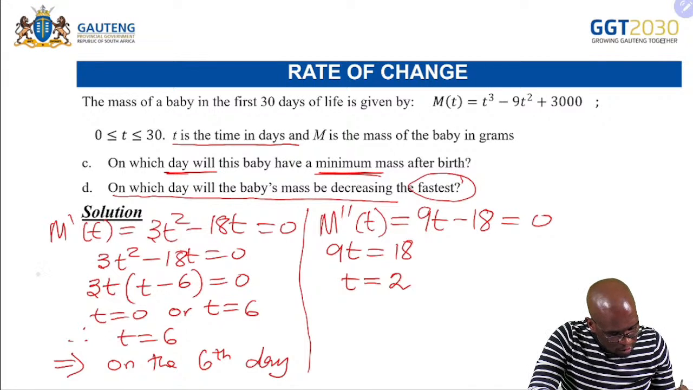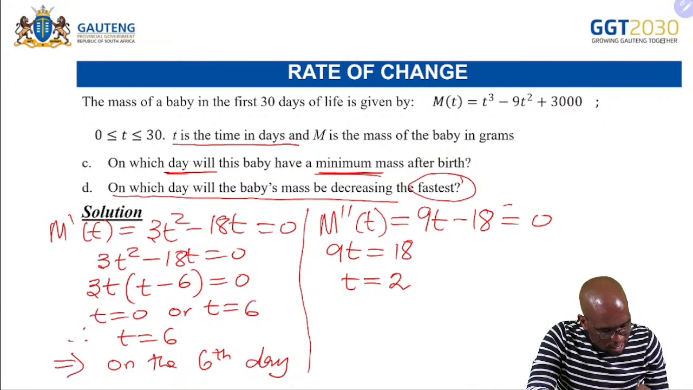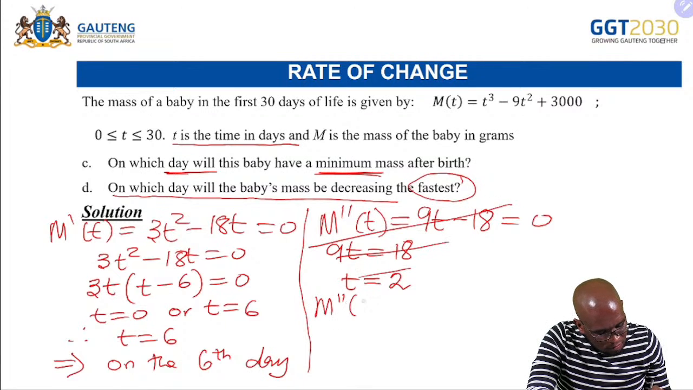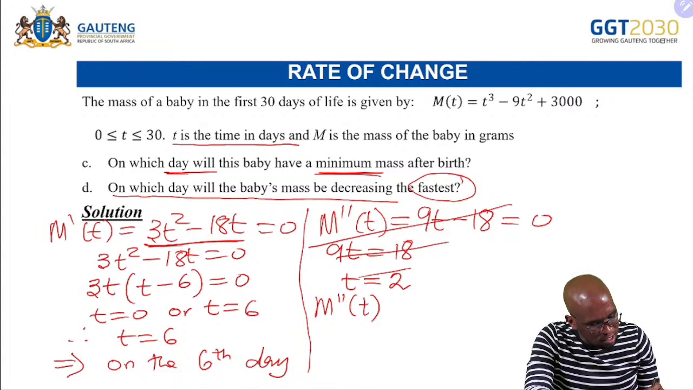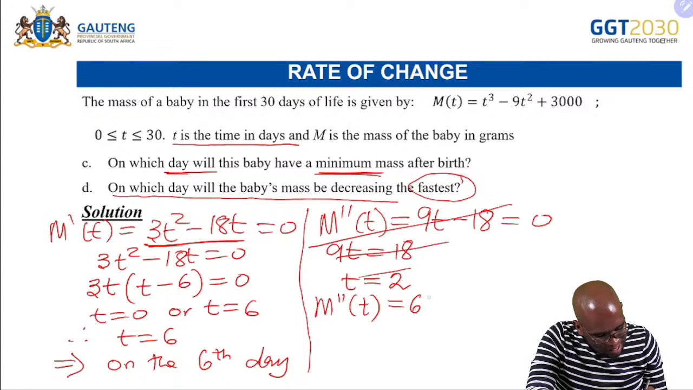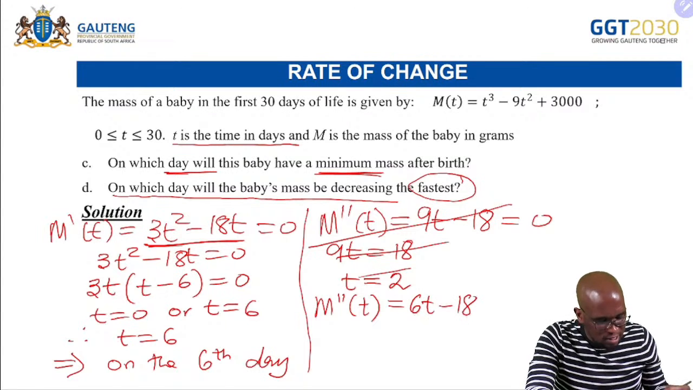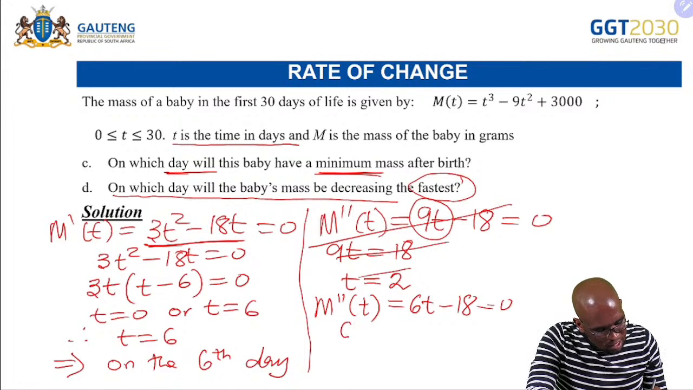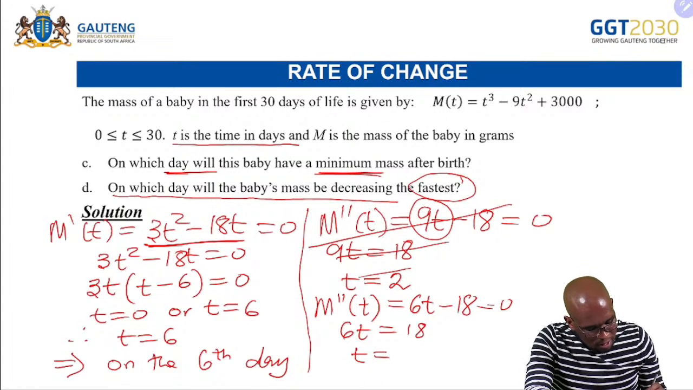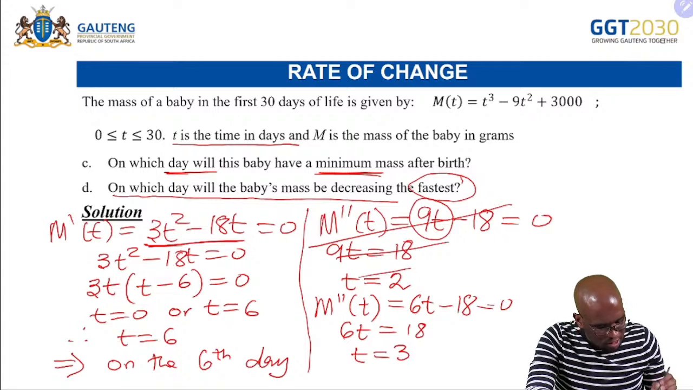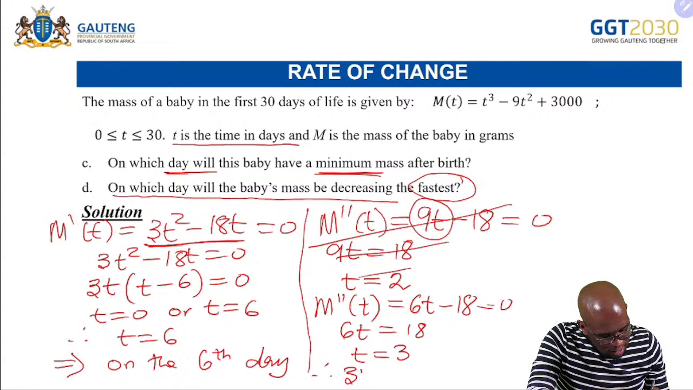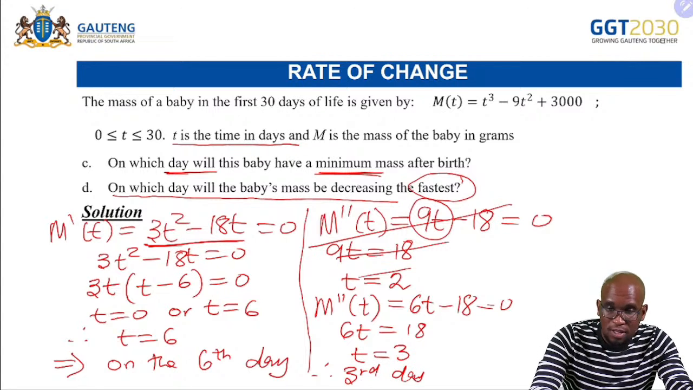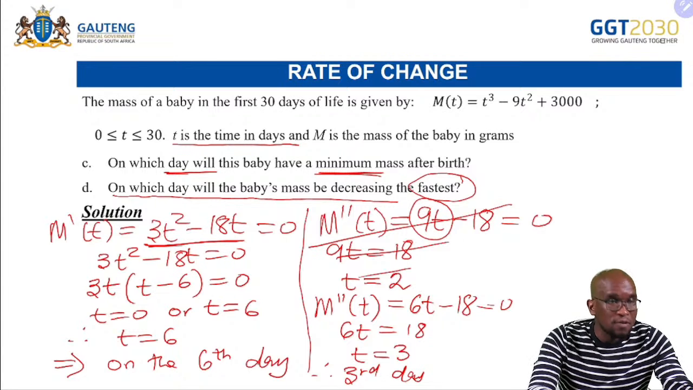Let me just check here. No, I made an error. If you differentiate for the second time, we had 3t squared minus 18t. The derivative of 3t squared is 6t. So this is 6t minus 18. I made a mistake and wrote it as 9t. It should be 6t. Then we equate that to 0, which means 6t equals 18. From there, you divide both sides by 6. You get that t equals 3. Therefore, on the third day. So that is what we have for the first problem.